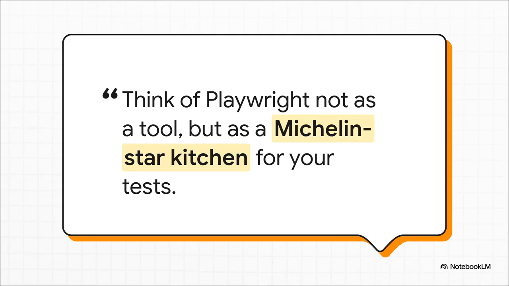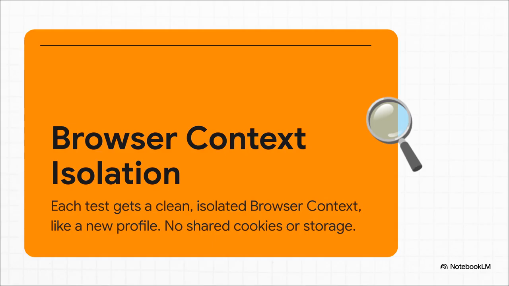Let's see how. So, first things first. In a professional kitchen, you'd never use a dirty pan to cook a new dish, right? Of course not. Well, Playwright operates the same way. Every single test gets its own perfectly clean cooking station, a completely isolated browser context. That means no leftover cookies, no shared local storage, nothing. This guarantees that one test can't accidentally mess up another one, and that is the secret to getting reliable, reproducible results.